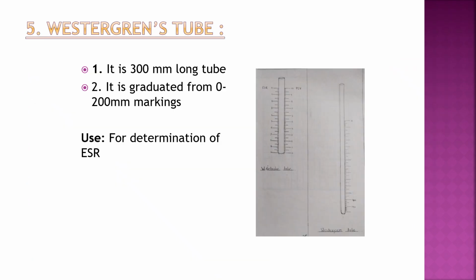Fifth thing is Westergren's tube. It is also called as ESR tube. It is 300 mm long, and graduations are 0 to 200 markings, and the uses is determination of the ESR, that is erythrocyte sedimentation rate.